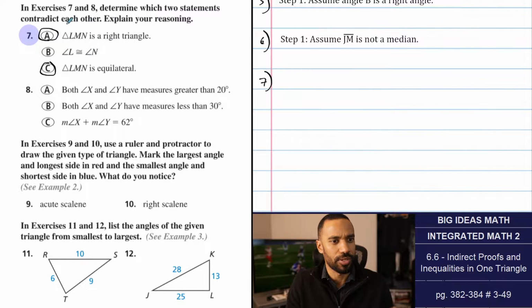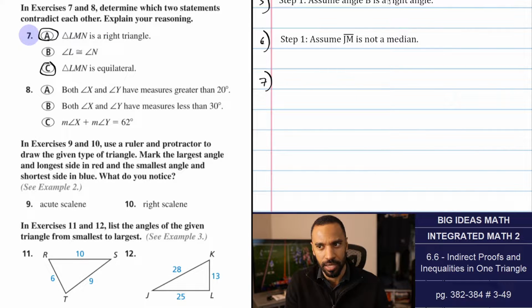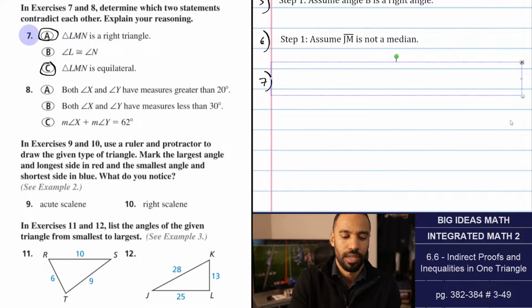So it says which ones contradict each other. It's not which ones must be true together. It's which ones could be true together. These could not be true together. You couldn't have an equilateral triangle be a right triangle simply because, so I'm just going to put A and C. A and C.